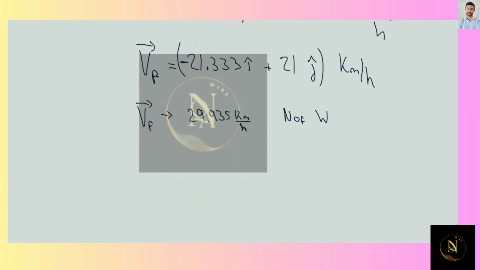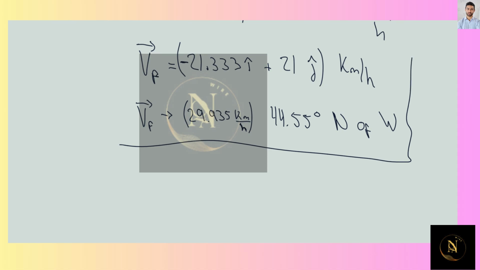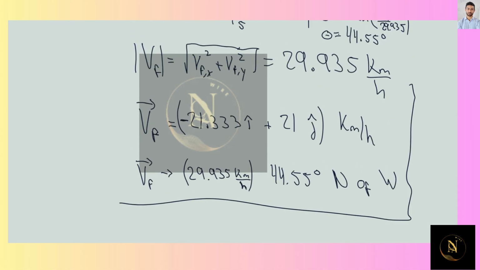So this is another way to write down the velocity: 44.55 degrees north of west. So those are the possible ways to write down the answer directly.